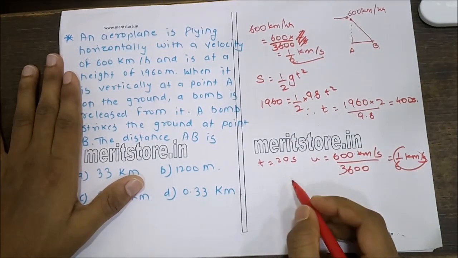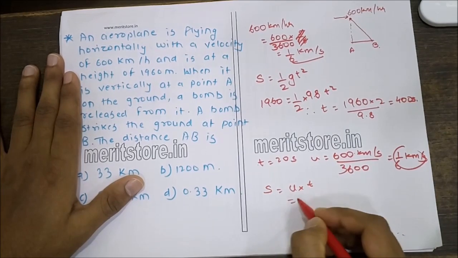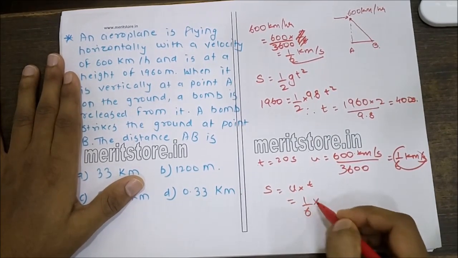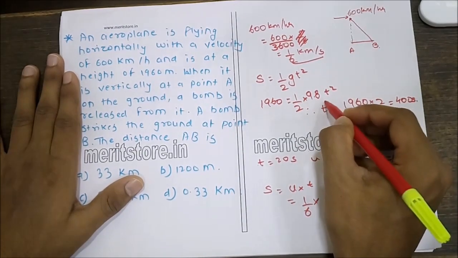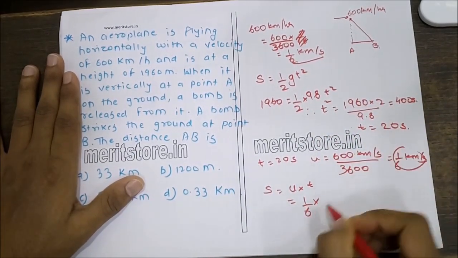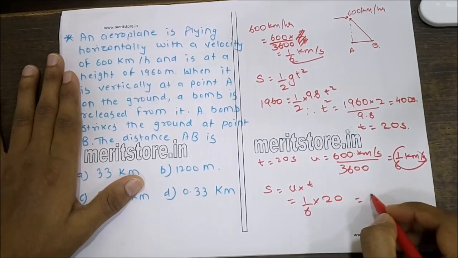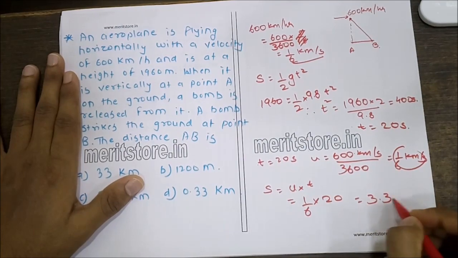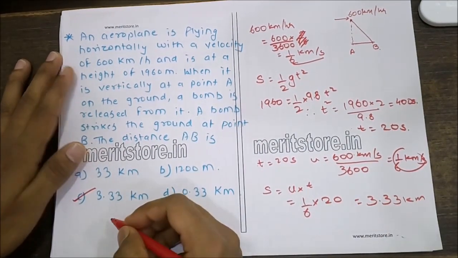So the distance traveled would be given by S is equal to U into T. That is nothing but 1 by 6 into, here the T square is 400, so T would come as 20 seconds, and the time T replaced here as 20 seconds comes out to be 3.33 kilometers. Hence option C is the correct answer.